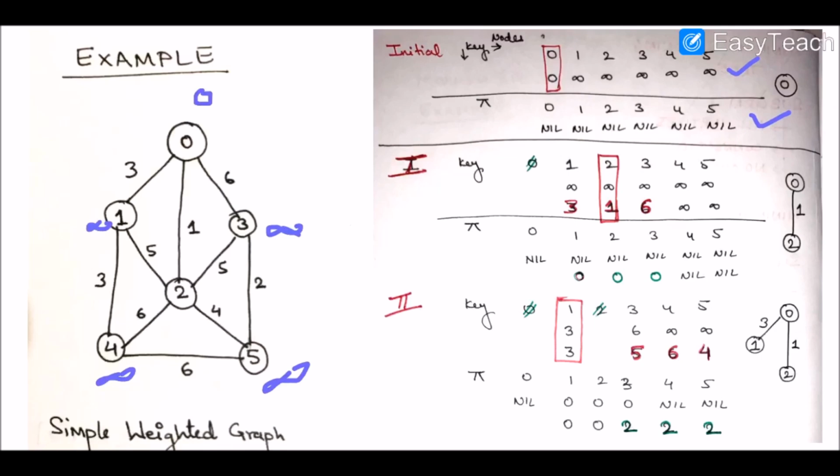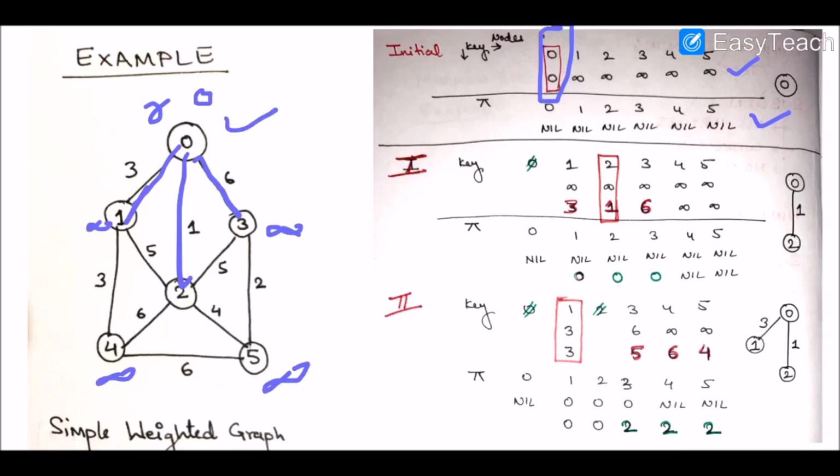Now the first step says extract minimum. So which node is the minimum? This red block shows the node with the minimum key value. Right now, which node has the minimum key value? Obviously node 0 has the key value 0, and it is the root node also. So this node is going to be the minimum, and it will be extracted from the queue. Now 0 will be removed from the queue, and we are going to find the adjacent nodes of node 0. These are the adjacent nodes: 1, 2 and 3.